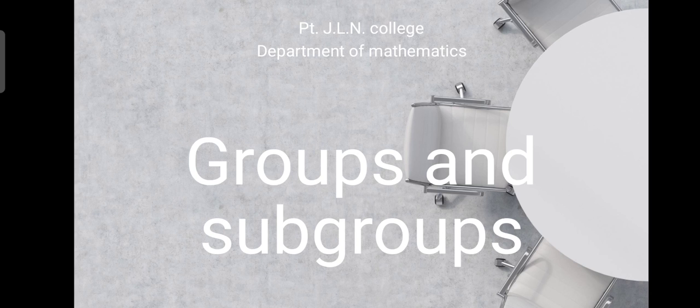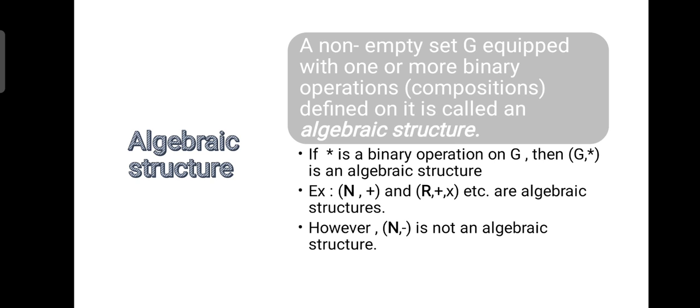and subgroups. First of all, we'll start with the topic of algebraic structure. What is algebraic structure? A non-empty set G equipped with one or more binary operations, or we can say compositions, defined on it is called an algebraic structure. For example, N plus, R plus, cross, etc. are all algebraic structures. Basically, if star is a binary operation on G, then (G, star) is an algebraic structure. However, N minus is not an algebraic structure.